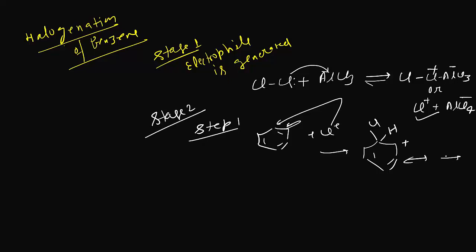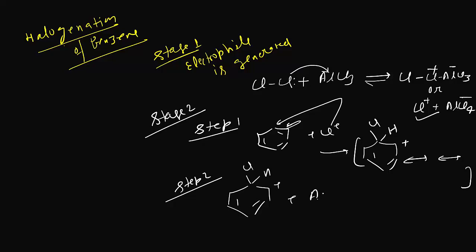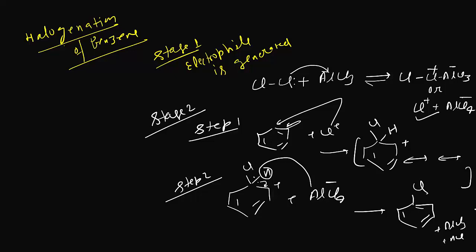Now you can write all resonating structures to show that the intermediate is stable, so the reaction will take place. Step 2. As I told you, a base will be there in the system. If you see carefully, you will notice AlCl4- there. AlCl4- will abstract this H. The bond pair will be given to this carbon plus. Simply you can write the product, chlorobenzene, AlCl3 plus HCl. AlCl3 was a catalyst, so in the last step, it will leave the system. And this way, halogenation takes place.